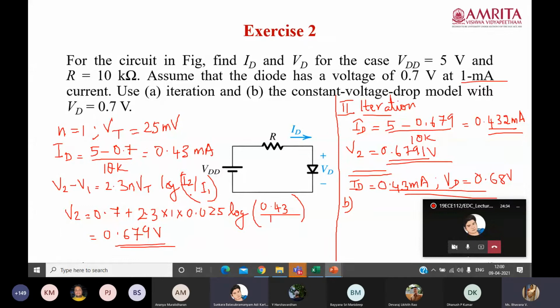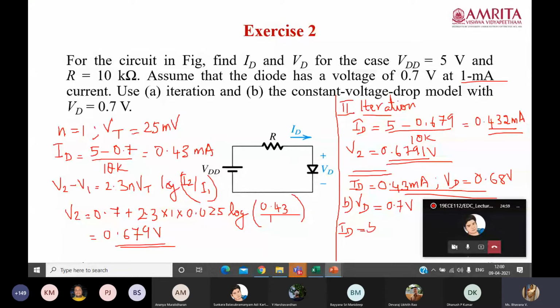Got it? Now, do the B part. Same thing, use the constant voltage drop model with VD equal to 0.7 and compute ID and VD. Constant voltage drop model, what will be VD? 0.7 volts. What will be ID?